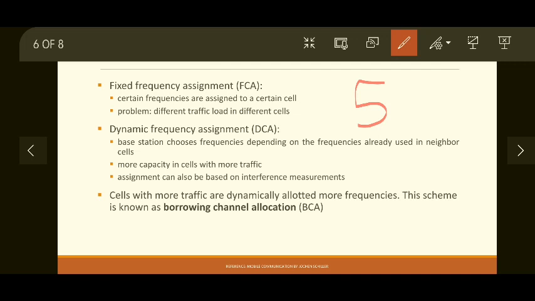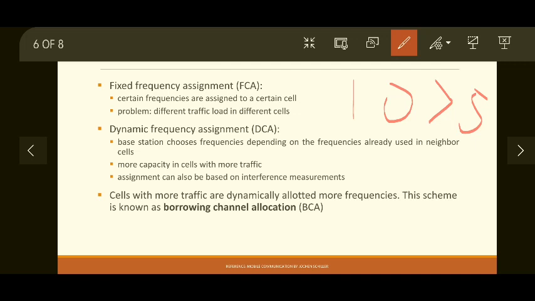The problem is that if the number of users increases in that particular smaller region, then there will be a problem. Let's say if the number of users is 10, which is greater than 5, then how to allocate frequencies for communication? That will be a bigger problem. Then there is another scheme or strategy that is called dynamic channel allocation or dynamic frequency assignment.